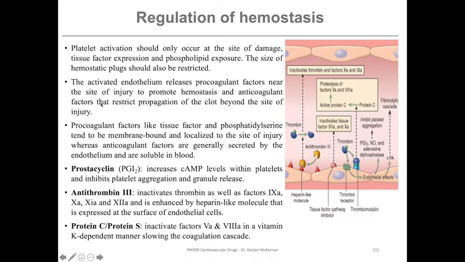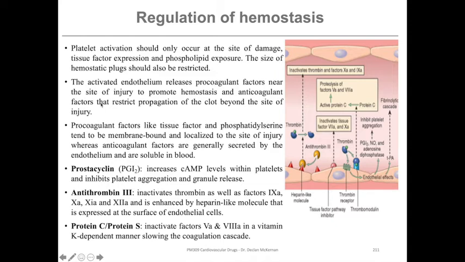Procoagulant factors like tissue factor and phosphatidylserine tend to be membrane bound and localized to the site of injury, whereas anticoagulant factors are generally secreted by the endothelium and are soluble in blood. This essentially prevents the spread of the clot further down the blood vessel. Prostacyclin, or PGI2, increases cyclic AMP levels within the platelets, and it inhibits platelet aggregation and granule release.